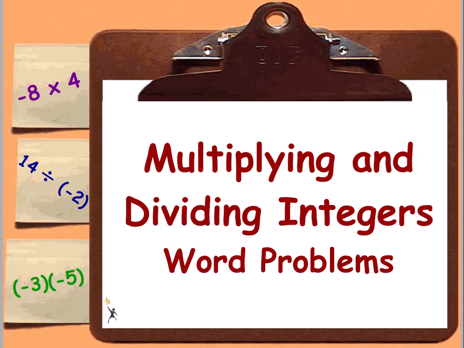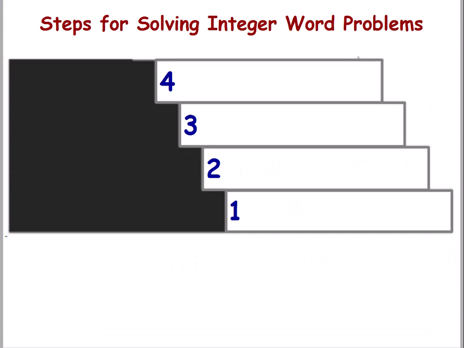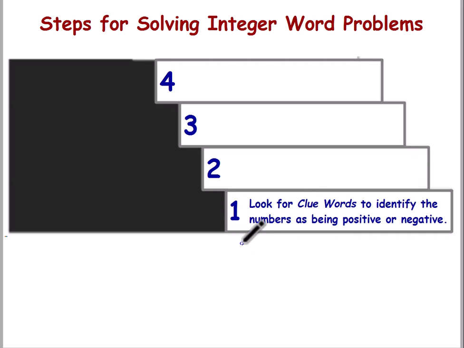Okay, let's go ahead and start solving some word problems. And before we do, there are 4 steps that we want to use when we're solving these integer word problems. The first step is we want to look for the clue words to identify if the numbers are positive or negative. This is new for 6th grade. We didn't have to do this back in 5th grade. We have to do it now.